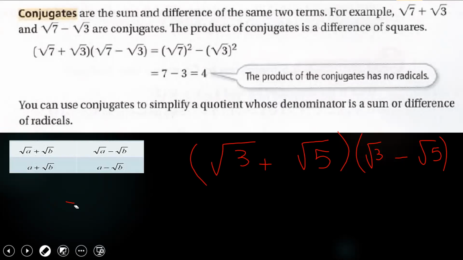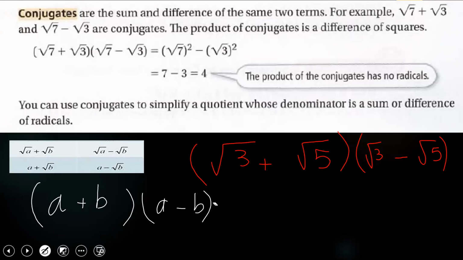Another example, like if you have A and B, but one is added and one is subtracted. So you have A plus B and A minus B. Here also we have a radical expression. The conjugates: I have two terms, these two terms, they are added and subtracted.